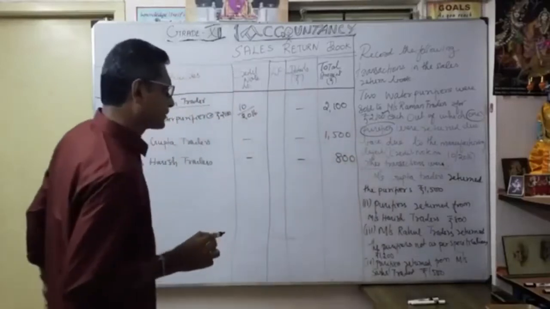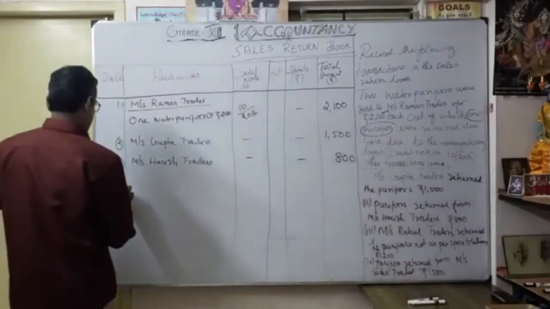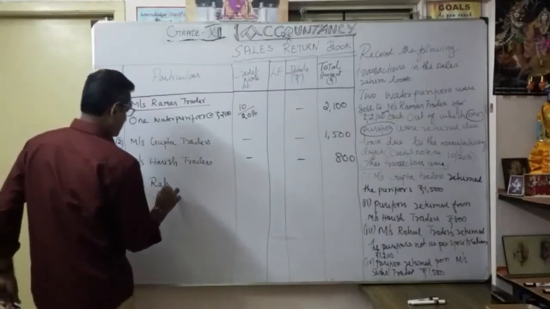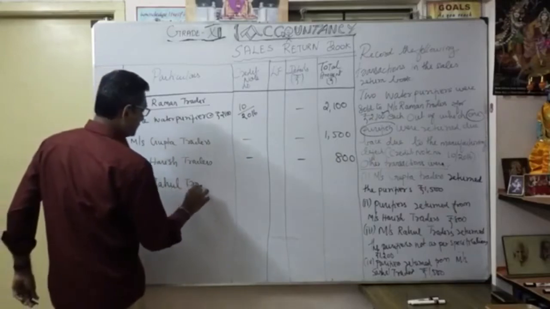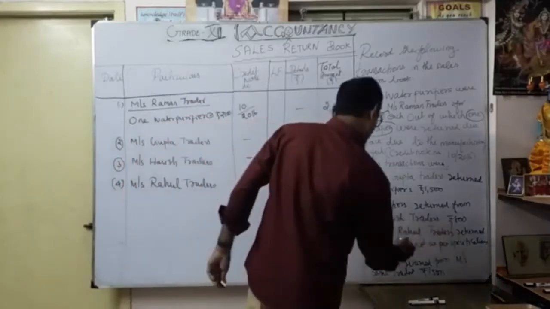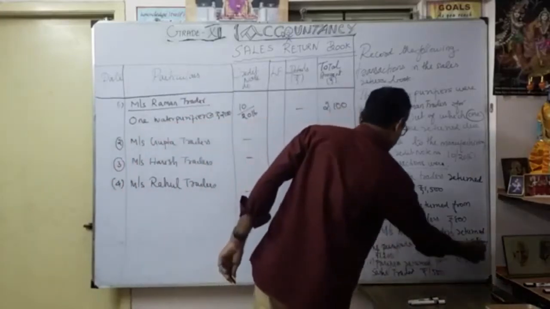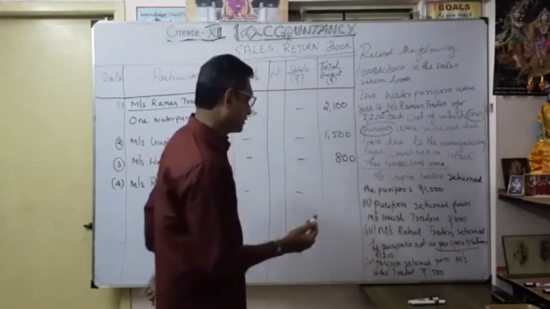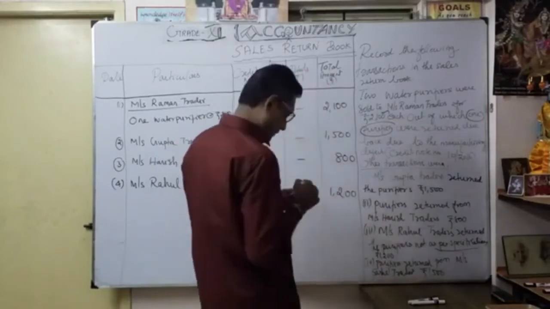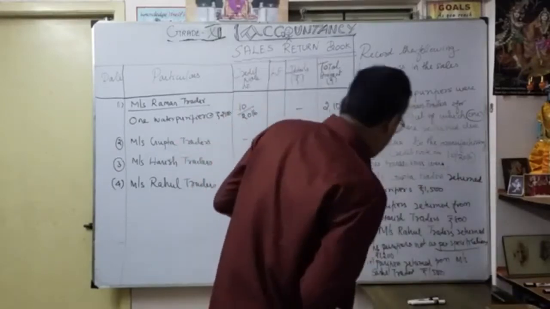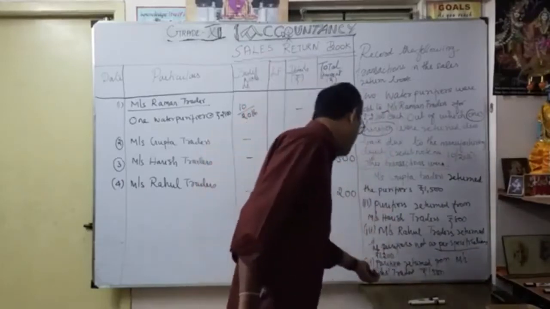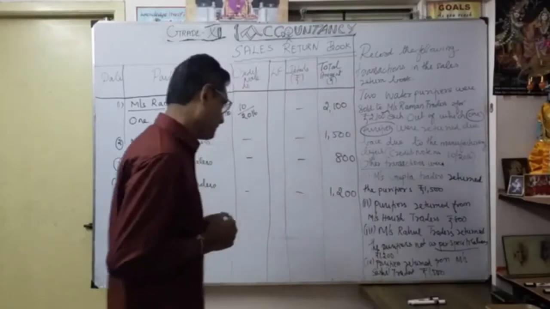Thereafter, Rahul Traders. So how much? Rahul Traders, not as per specification, that's why they returned it back to us. 1,200. Then finally, purifiers returned from Shashil Traders. You can say Shashil Traders, 1,500.